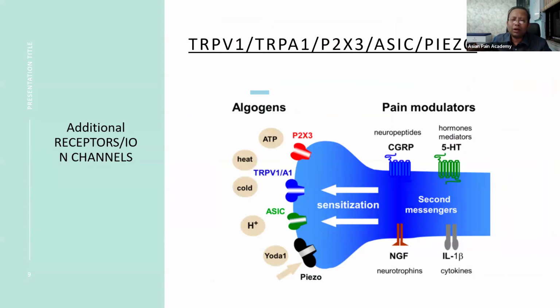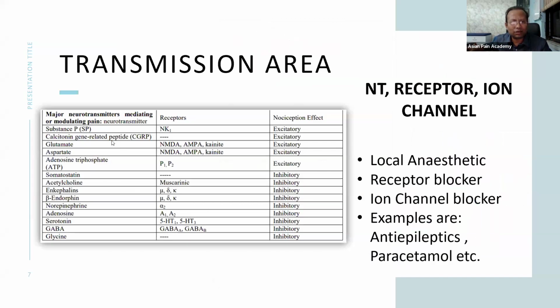So, what is the importance of knowing this? Remember, if we can block a direct excitatory neurotransmitter, then pain will get reduced. If we can block an excitatory receptor, then also pain will reduce. But in the case of an inhibitory receptor or neurotransmitter, we want to increase their power so that their inhibitory action increases. So this is the main strategy.